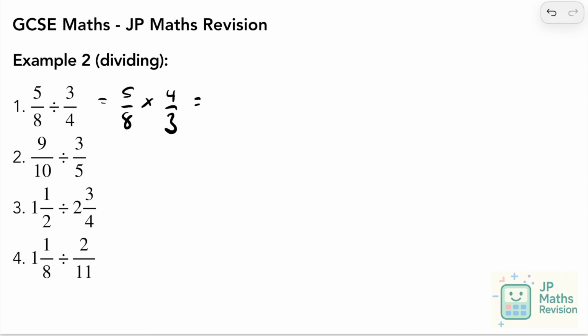Again, we can use that trick because if we look at these diagonals, they both go into 4. So 4 divided by 4 is 1, and 8 divided by 4 is 2. So I have 5 times 1, which is 5, and 2 times 3, which is 6.